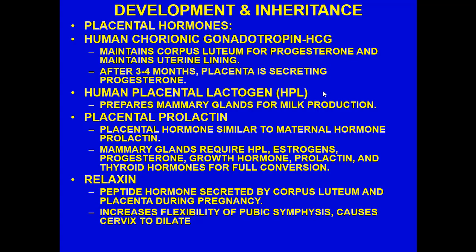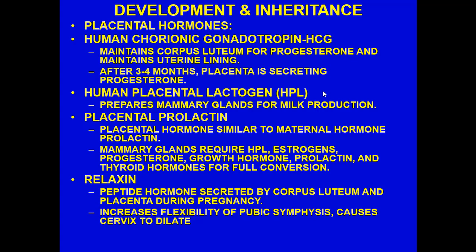HCG, we've talked about this. This is absolutely essential. It's going to show up in mom's blood and spill out in mom's urine. That's where you get the pregnancy tests. Okay. It maintains the corpus luteum for progesterone production and maintains the uterine lining. After 3 to 4 months, the placenta is secreting progesterone also.